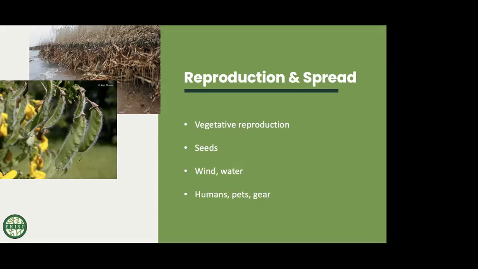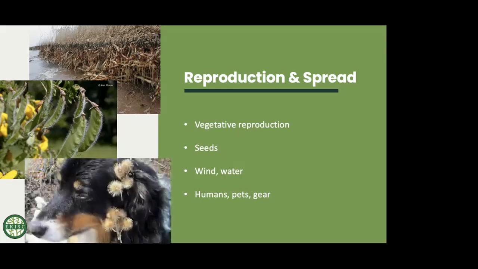Other seeds are prickly, sticky, or tasty. So they can be transported by attaching to animal fur, animal feet, humans' clothing or boots, and they can be transported around that way. Some seeds, like those in tasty fruit, can pass through an animal's digestive system and be pooped out somewhere else to form a new colony. So tons of different ways that plants can reproduce and spread.